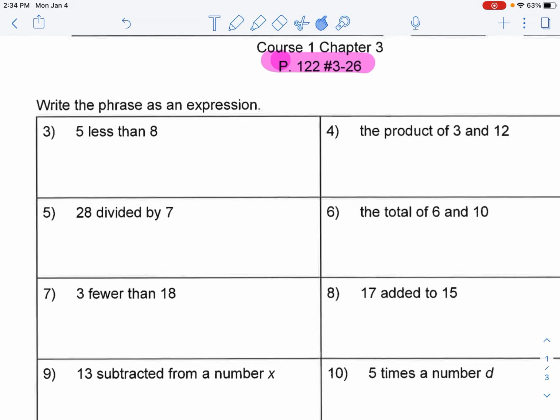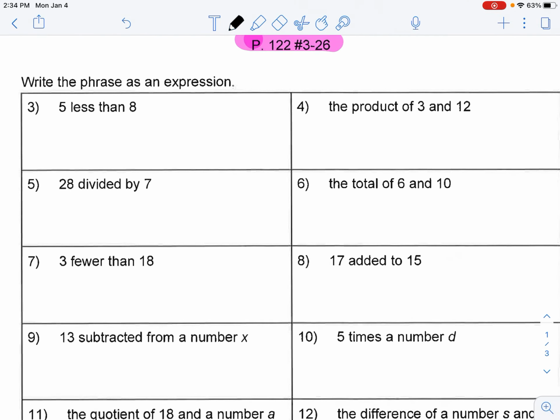So if we start with number 3, and we look at the words less than, write the phrase as an expression: 5 less than 8. Well, if something is less than, we're subtracting. You have to think very carefully about the way this one is worded. 5 less than 8 means that we're taking 5 away from 8. So that one would be written as 8 minus 5.